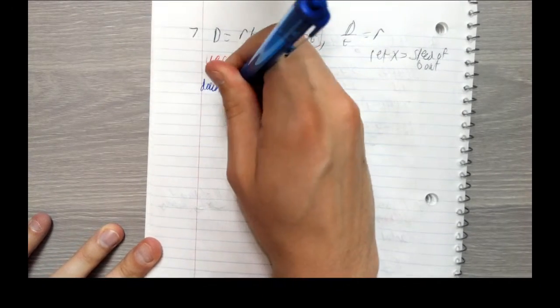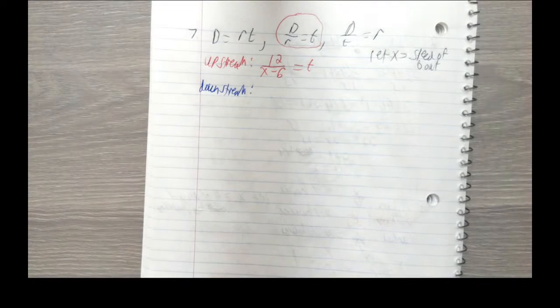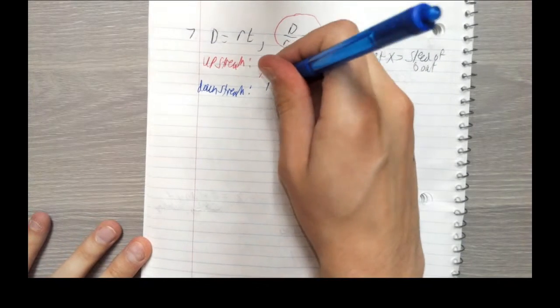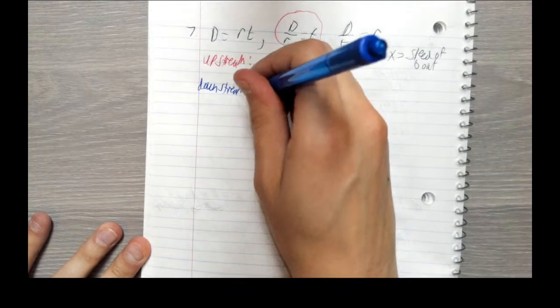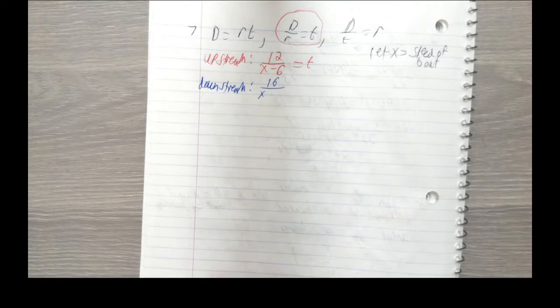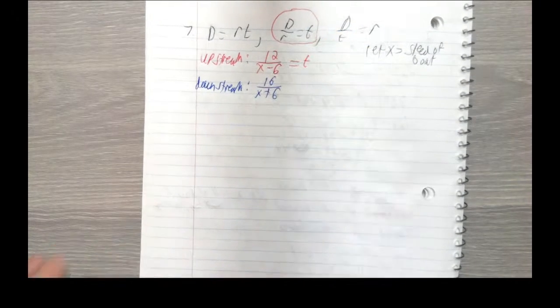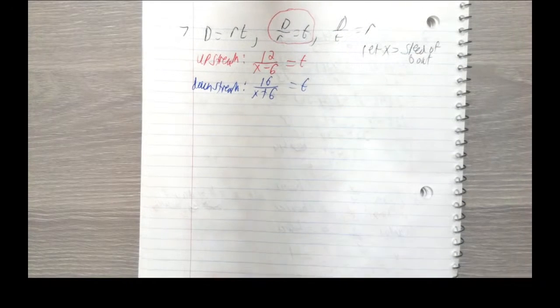Going downstream, it says that she goes 16 miles downstream. So distance is 16. The speed of the boat is the same, still x. We're still looking for that. But this time it's going downstream, so it's with the current, meaning the current's going to add to the total speed of the boat. So we're going to add 6. And that's going to be equal to t. So 12 divided by x minus 6 equals t upstream, and then downstream 16 divided by x plus 6 equals t.